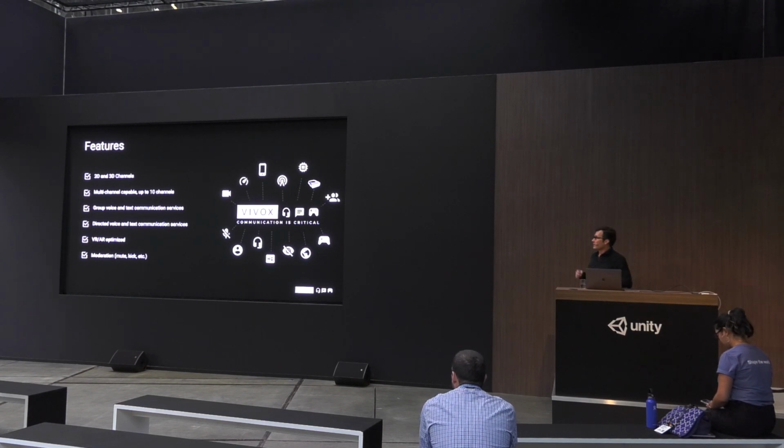So these are some of the features of our voice and text solution. I'm not going to get into all of them. It's not a full featured list. But I do want to call out a couple things that are important to note. We have both 2D and 3D channels. 2D channels are what most of you probably think about when you think of voice. It's like squad chat. You're in a squad with 3 or 4 other players. You can all hear each other at 100% volume all the time.